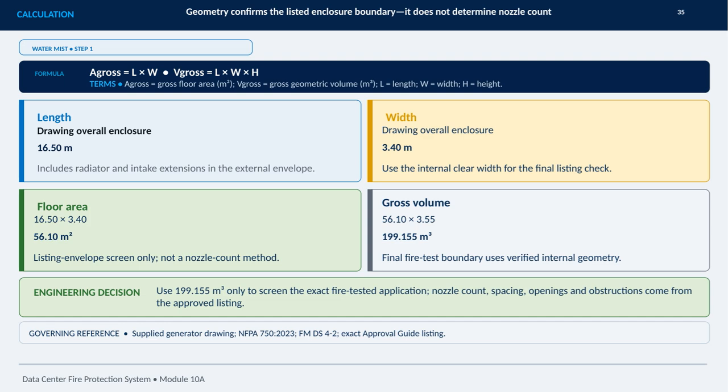However, they are only a screening step. The internal clear width still needs to be checked during the final listing review, and the final fire test boundary must use verified internal geometry. The key engineering decision is that 199.155 cubic meters is not a nozzle count calculation. It is used to screen the exact fire-tested application. Nozzle quantity, spacing, openings, and obstructions must come from the approved listing, supported by the supplied generator drawing and the governing references, including NFPA 750, FM Datasheet 4-2, and the exact approval guide listing.